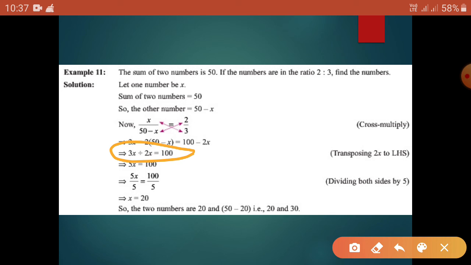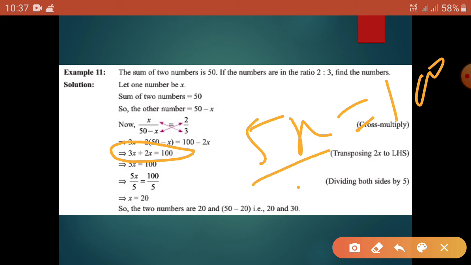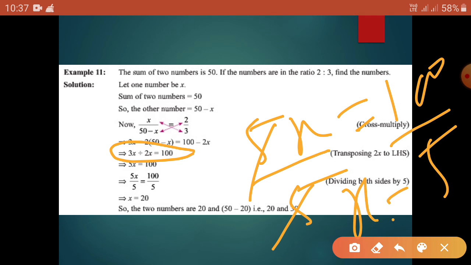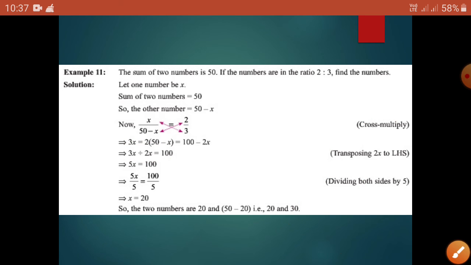3x plus 2x equals 5x. 5x equal to 100. So we are getting 5x equal to 100. So now also we are trying to balance it. So we are dividing both sides by 5. So we are getting x equal to 20. Okay, so we have the number x equal to 20.